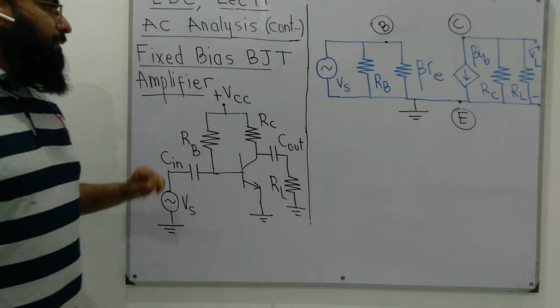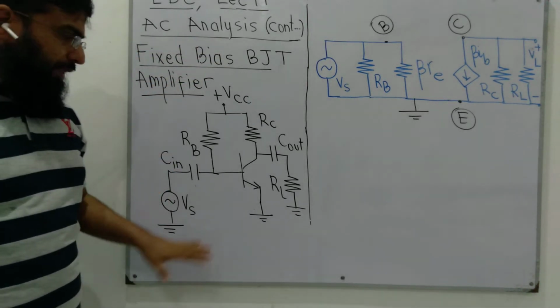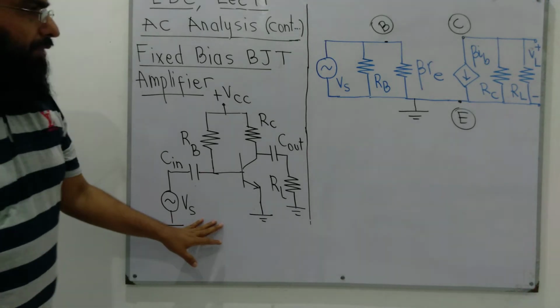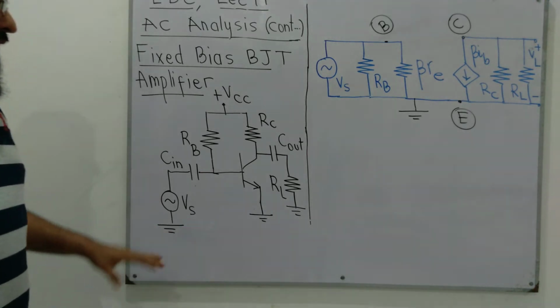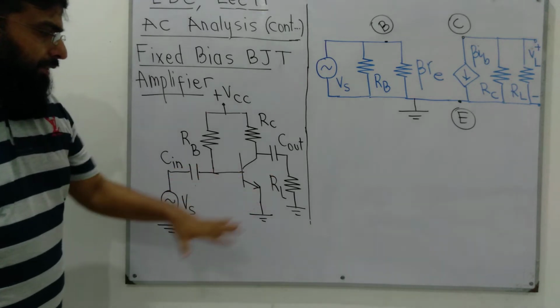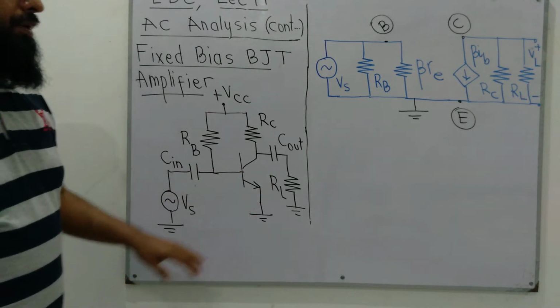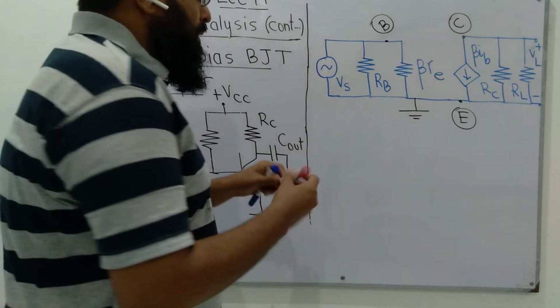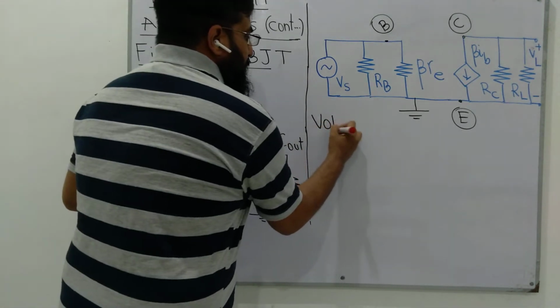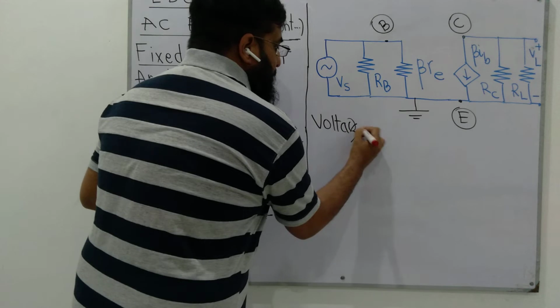We are studying AC analysis for a fixed bias BJT amplifier. This is the circuit. Up till now, we have analyzed it and computed input and output impedance in the last lecture. Today we will find out the voltage gain of this amplifier.